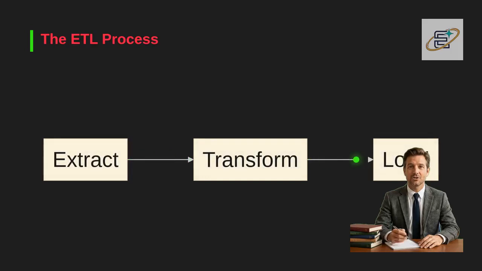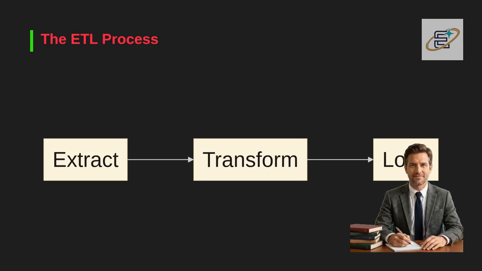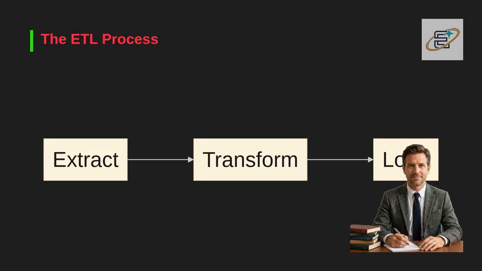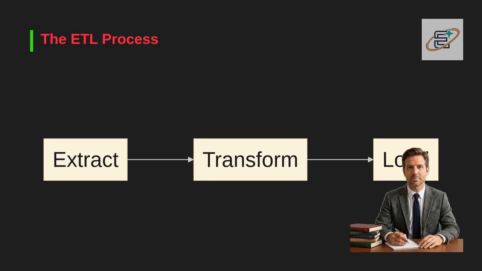To get data into that central warehouse we just talked about, we use a critical process known as ETL. You will see this acronym everywhere in business intelligence. Let's break this down step by step. The first phase is extract. This is where we pull raw data out of various source systems, like CRM software, ERP systems, or flat files. We are simply gathering the raw materials.